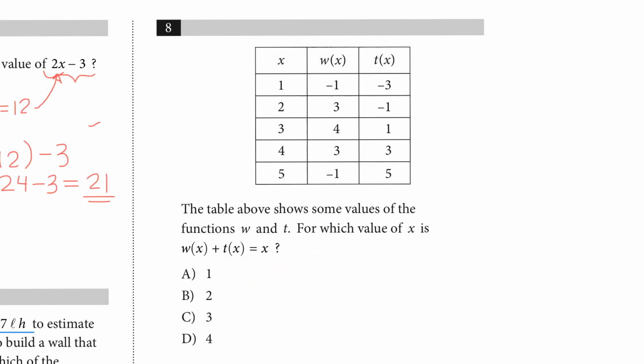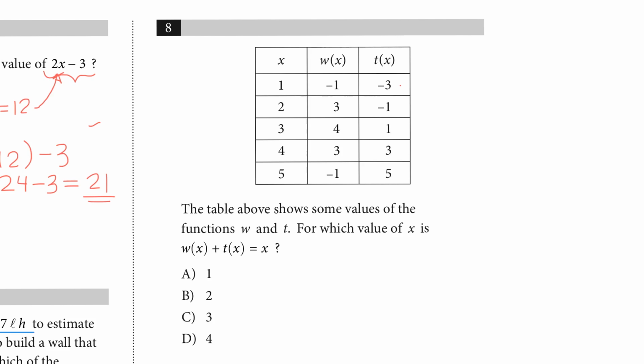Okay, number 8 is a little bit interesting problem where you have a table of values for x, 1, 2, 3, 4, 5, and then you have values of the function w of x and values for the function t of x. And so w of x means that when x is 1, w of x would be negative 1, and when x is 1, t of x would be negative 3.